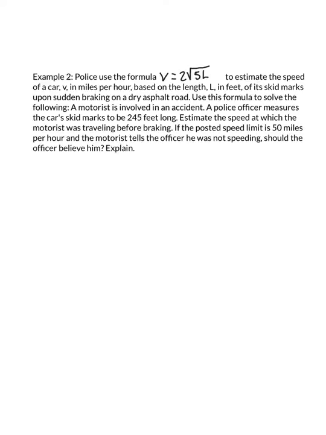Taking a look at example 2, it says that police use the formula V equals 2 times the square root of 5 times L to estimate the speed of a car V in miles per hour based on the length L in feet of its skid marks upon sudden braking on a dry asphalt road. Use this formula to solve the following. A motorist is involved in an accident. A police officer measures the car's skid marks to be 245 feet long. Estimate the speed at which the motorist was traveling before braking.